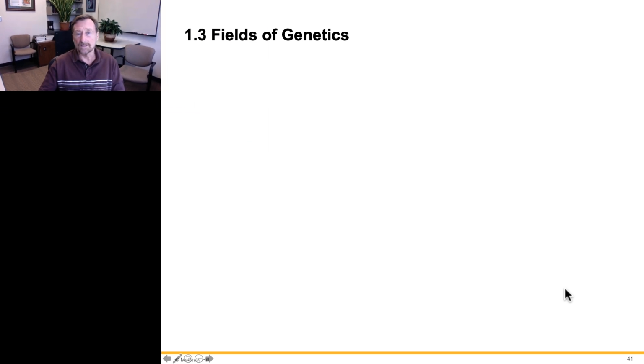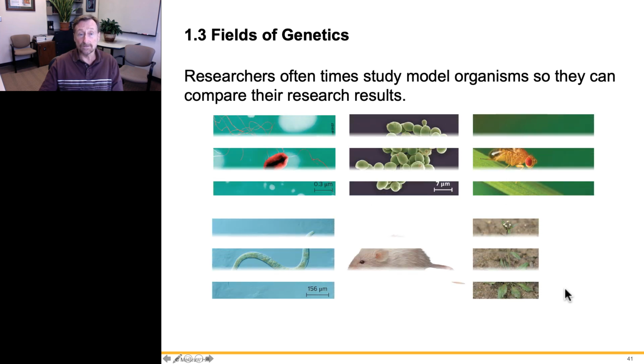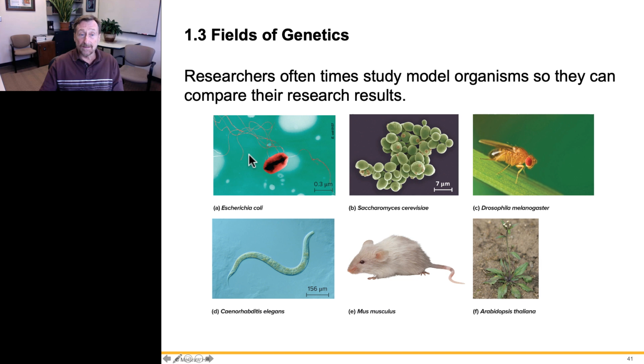In section 1.3, we're going to begin by talking about model organisms, which are particularly important in the study of molecular and organism transmission genetics, as we'll define in a few minutes, and then talk about the three fields of genetics. So researchers oftentimes study model organisms so they can compare their research results. E. coli is a bacterium. It's been really important in terms of learning molecular genetics. Saccharomyces cerevisiae is also a microorganism, but it's eukaryotic, not prokaryotic. It's also been very important for understanding eukaryotic molecular genetics.